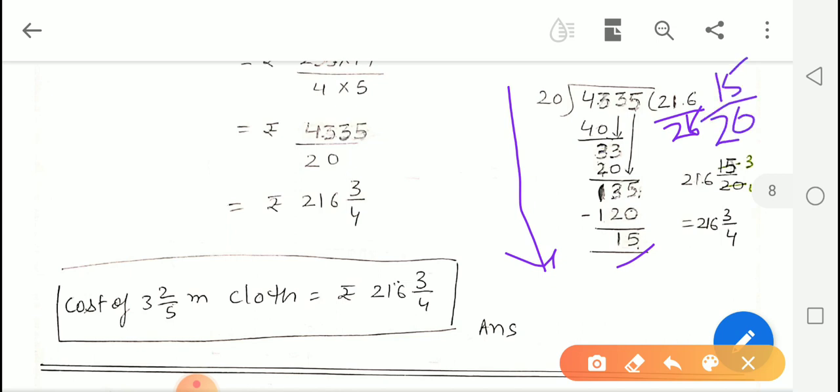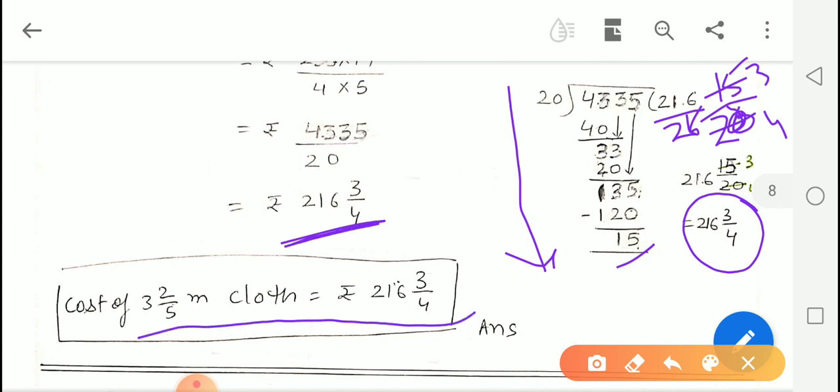See here, 20. Here the cancelling is possible. So 5 3s are 15 and 5 4s are 20. So we will get 216 3 by 4 as an answer. So this is the cost of 3 2 by 5 meter cloth. It's rupees 216 3 by 4.